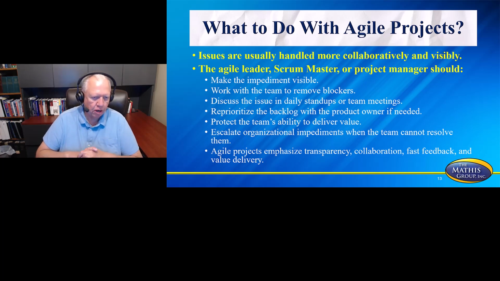What do you do if it's an agile project? Issues are usually handled more collaboratively and visibly, because the agile leader, scrum master, or product owner is going to be talking to the team. So they're not going to call that shot themselves. Typically you're going to make the impediment visible, work with the team to remove the blockers, discuss the issue in daily stand-ups or team meetings, reprioritize the backlog with the product owner if needed, protect the team's ability to deliver value, and escalate organizational impediments when the team cannot resolve them. Agile projects emphasize transparency, collaboration, fast feedback, and value delivery. So I'll look for the answers that support all of these components.